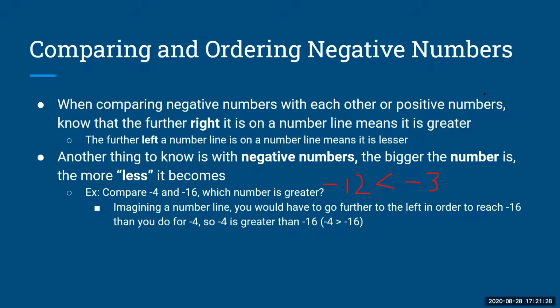So -50 is big? In what context? The magnitude of -50 is large, but if you compare -50 with -10, it's smaller than -10. So the bigger the negative number, the lesser it is. I don't want to say smaller, because then that doesn't make sense.